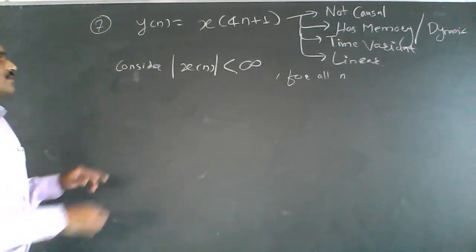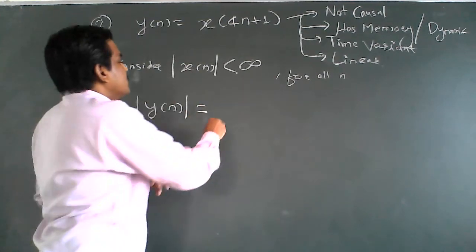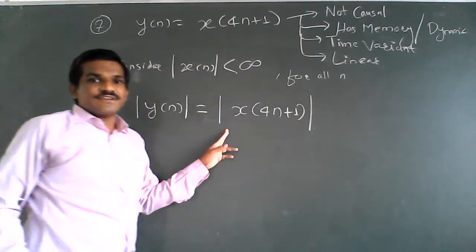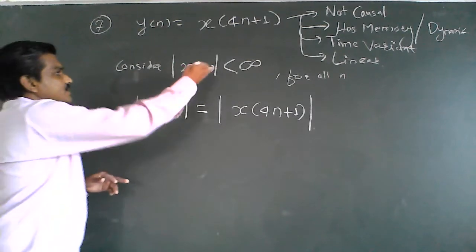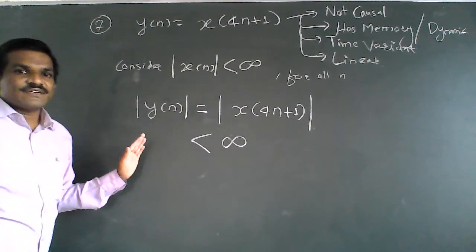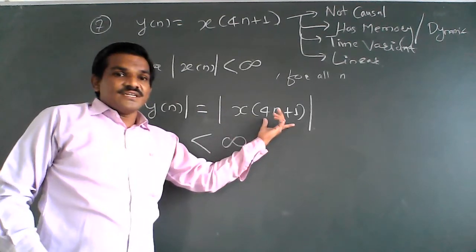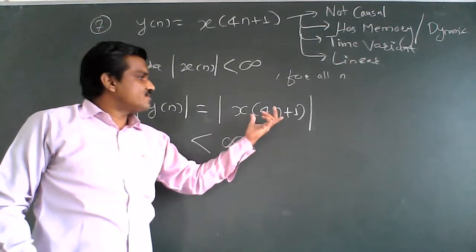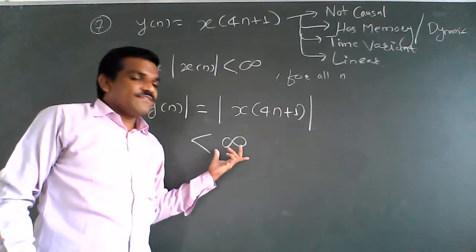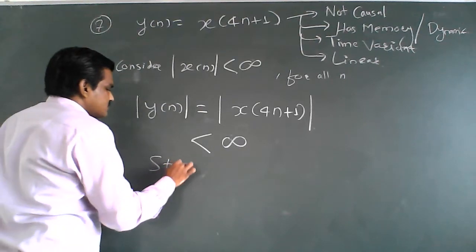Now, what about y of n? The magnitude of y of n equals the magnitude of x of 4n plus 1. If x of n is less than infinity, this implies y of n is also less than infinity, as this is just a shifted and scaled version of x of n. It does not have any unbounded variable. Therefore, we can say that the system is stable.